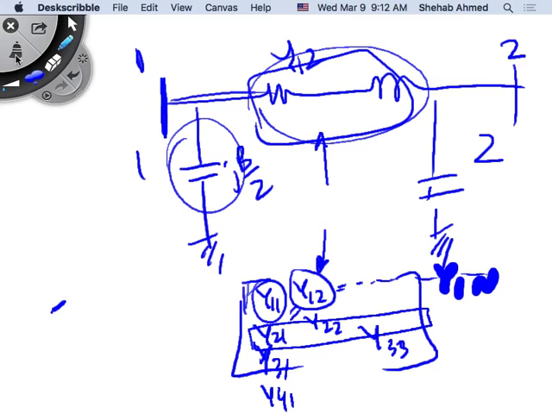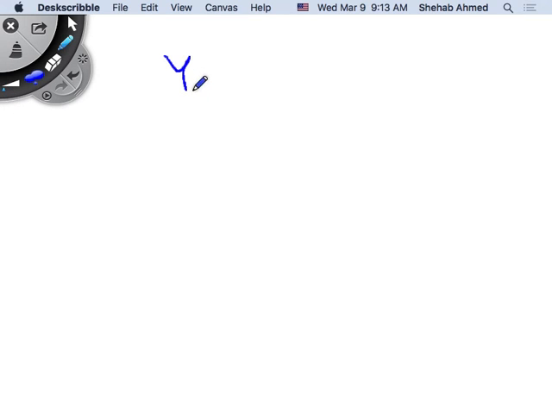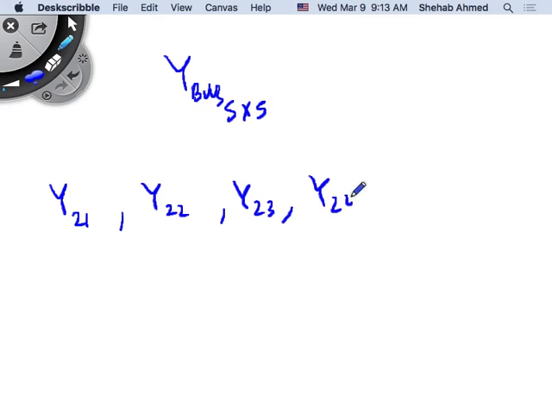This is a 5 by 5 system, so we expect the bus admittance matrix Y bus to be 5 by 5. So they're asking us to calculate Y21, Y22, Y23, Y24, and Y25. That's what they're asking, the second row of the bus admittance matrix.